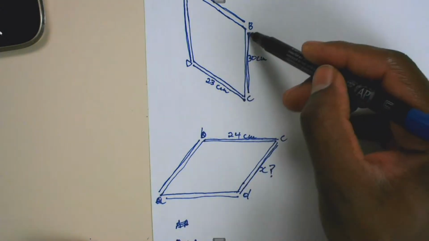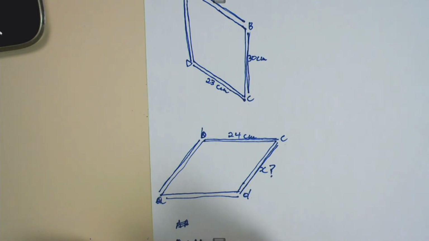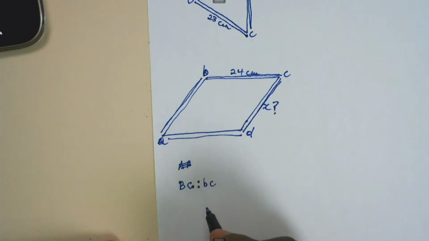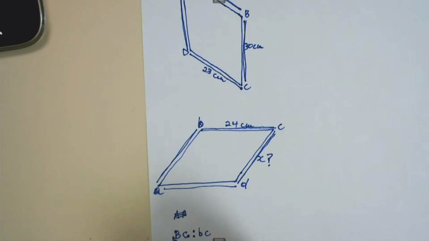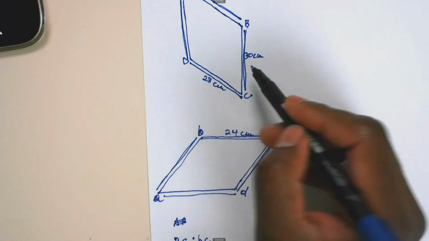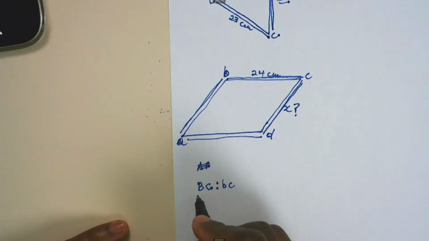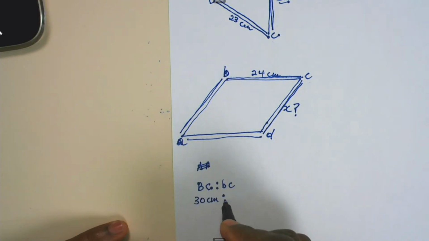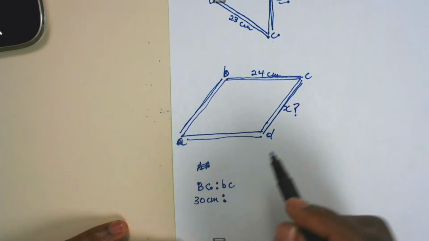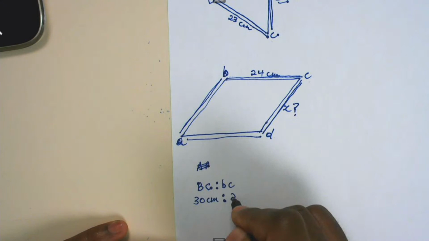Side B, C correspond to side small b, small c. So it will be 2, b, small c. So the side capital BC equals 30 centimeters. So I will put it 30 centimeters is to side small b, small c, 24 centimeters.